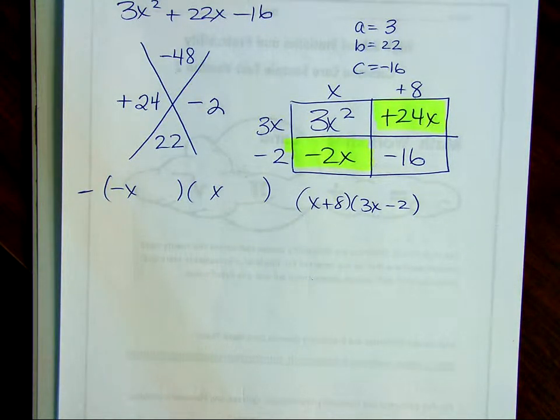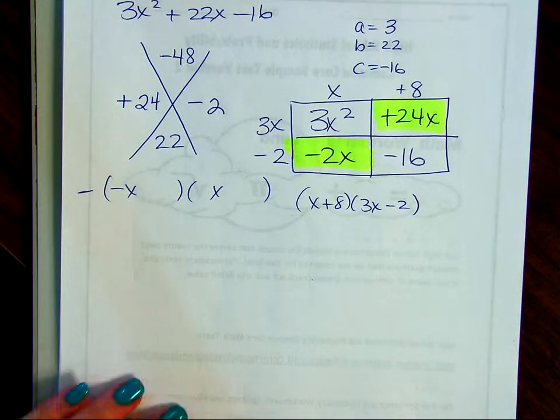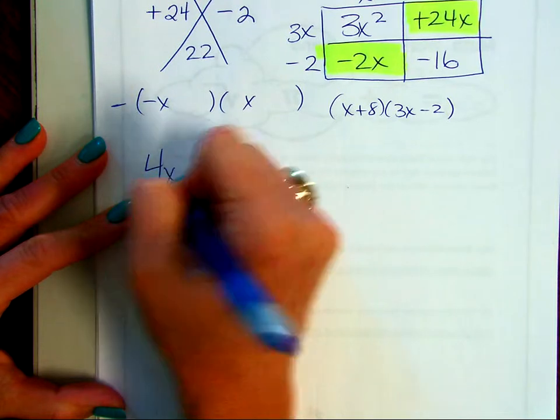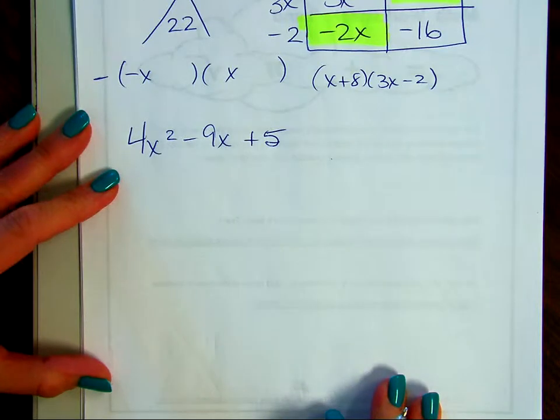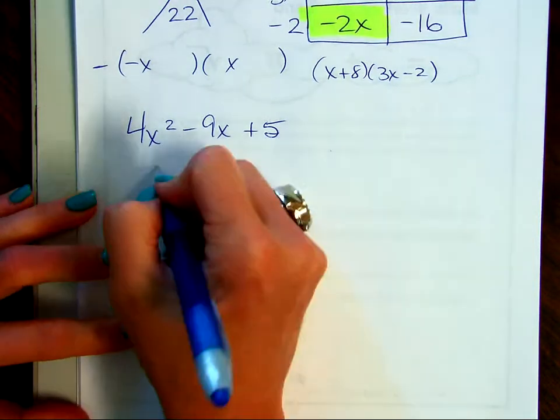Okay? Yes, please do. Okay. Are you okay on the x factor so far? Now, there's one other little, I don't know, call it a little glitch. But let's do this one. 4x squared minus 9x plus 5. This will be the last one we do here.